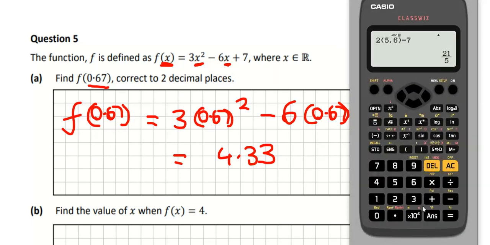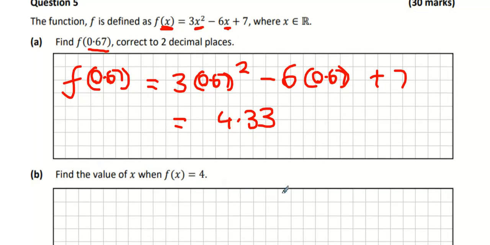I'll just double check. Or did you check your answer on that one already? Good. That's what I mean. You checked your answer. Yeah. And rounded off to 2 decimal places, 4.33. You all good with that? Now, next thing I'm going to ask you is, what's the big difference between f(4) and f(x) equals 4? What's the big difference?